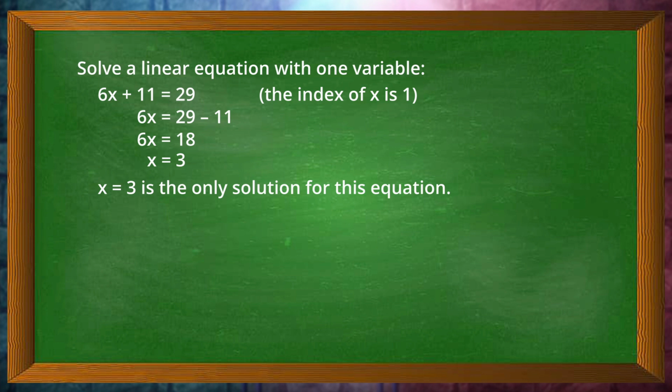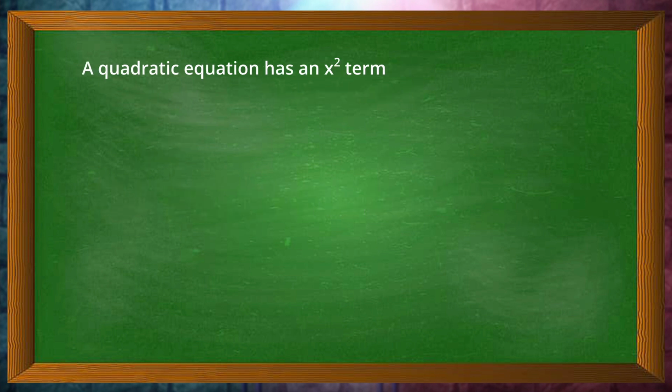x = 3 is the only solution for this equation. 6 times 3 is 18, and when 11 is added, the answer is 29. There is only one solution to a linear equation. However, in algebra, you will often come across equations which have an x squared term.